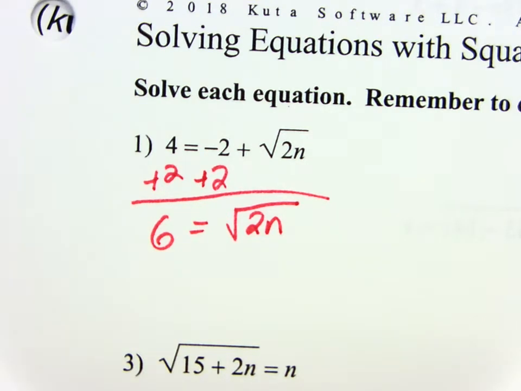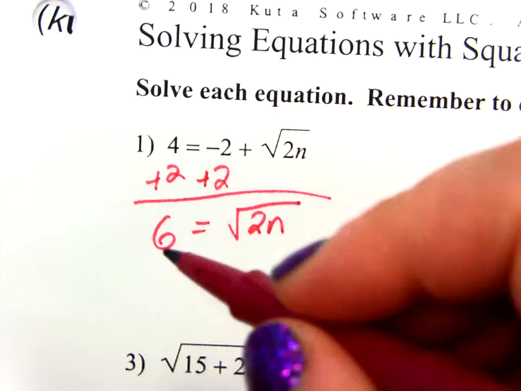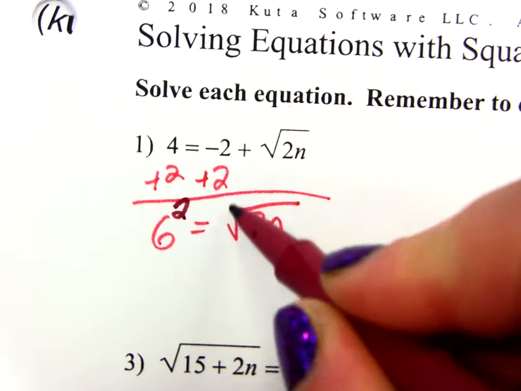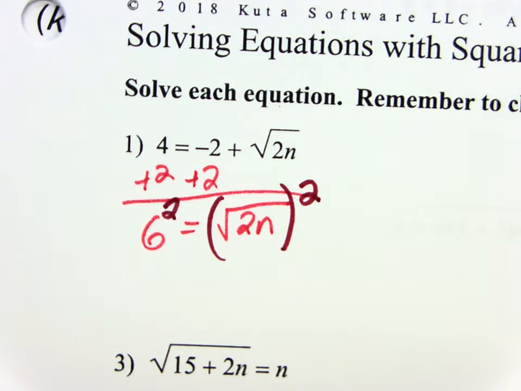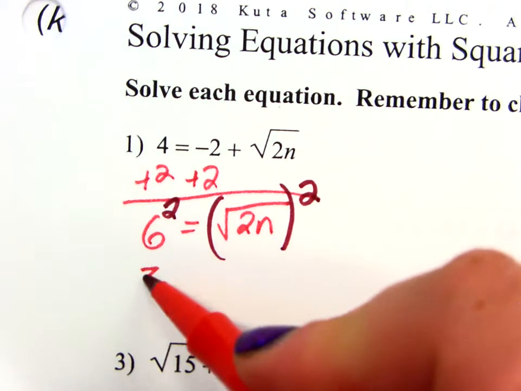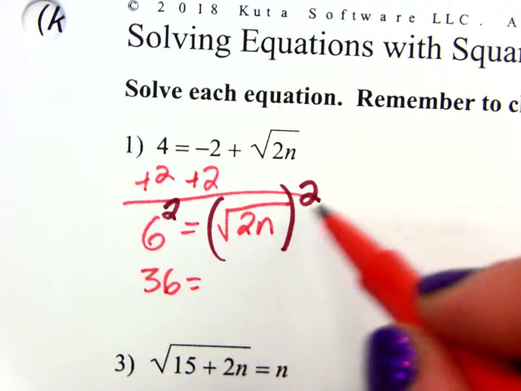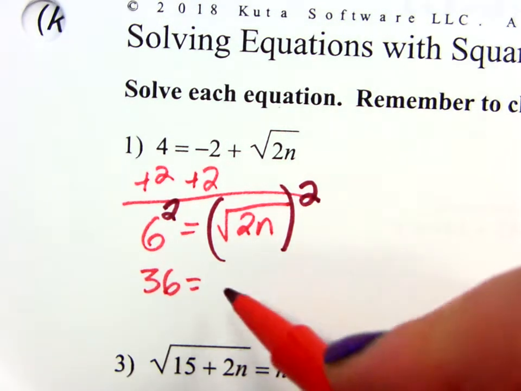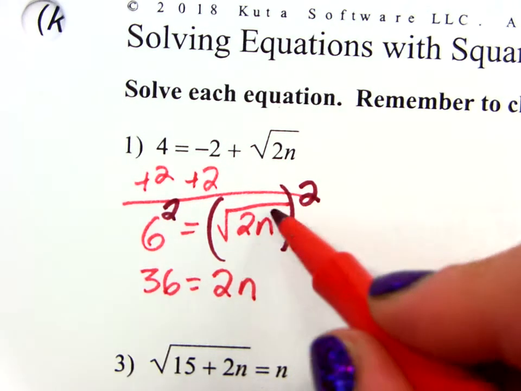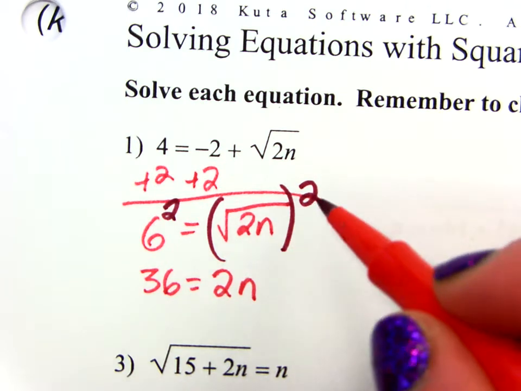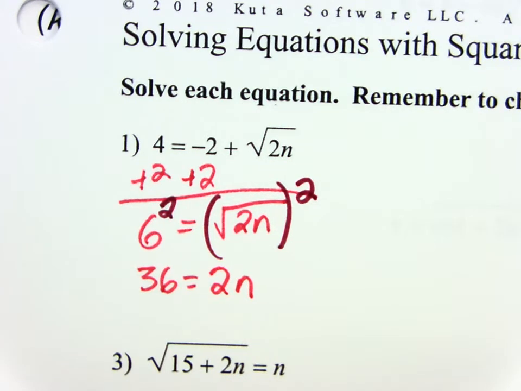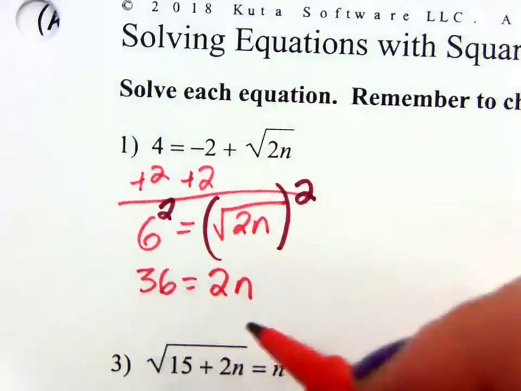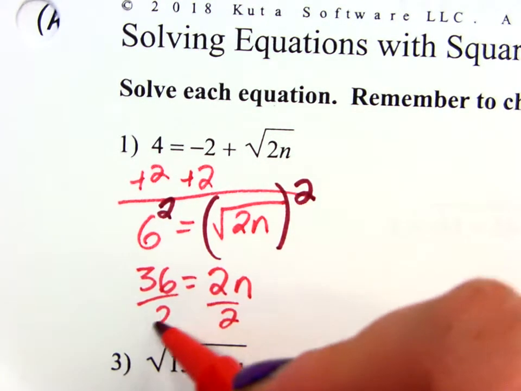Step 2 now says square both sides. So I'm going to square the 6, and I'm also going to square this whole thing. When I square the 6, I just get 36. That's easy. What do I get on the right-hand side? Just 2n, exactly. A square root and a square cancel each other out. So I just have 2n, and now this is a very easy equation to solve. I would just divide both sides by 2, and I have my answer.